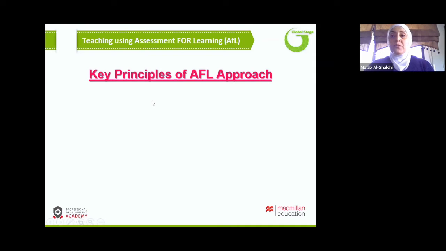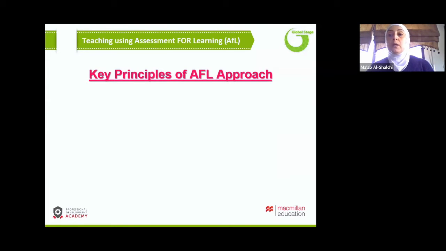The key principles for the AFL approach. So we're trying to contribute to creating the 21st century classroom. And so a 21st century learner is a learner who will become an autonomous learner, an independent learner, after we support and have this learner practice many points inside the classroom.